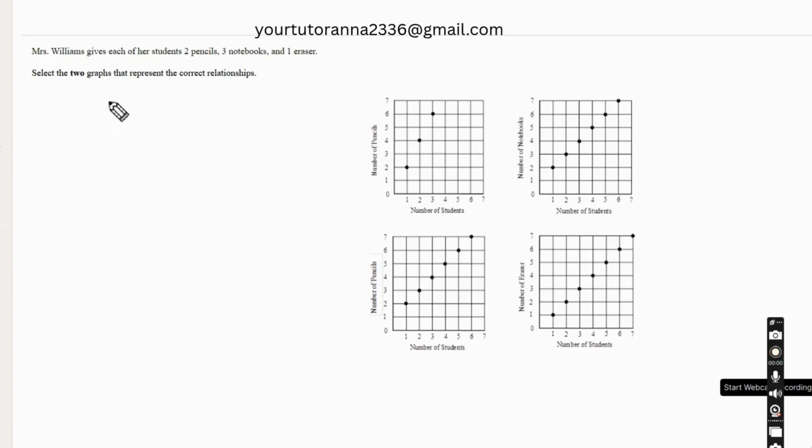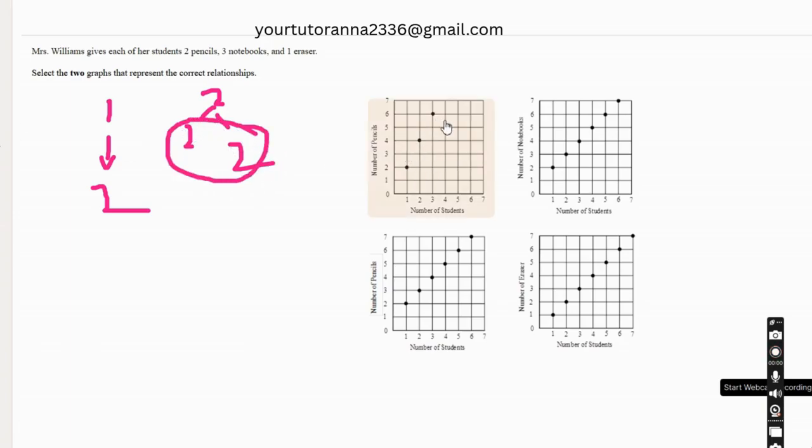4, right? She's giving 1 student 2. And when there are 2 students, each one of them gets 2 and 2, so that will total up to 4 pencils. So 4, and then check the last one is a 6.